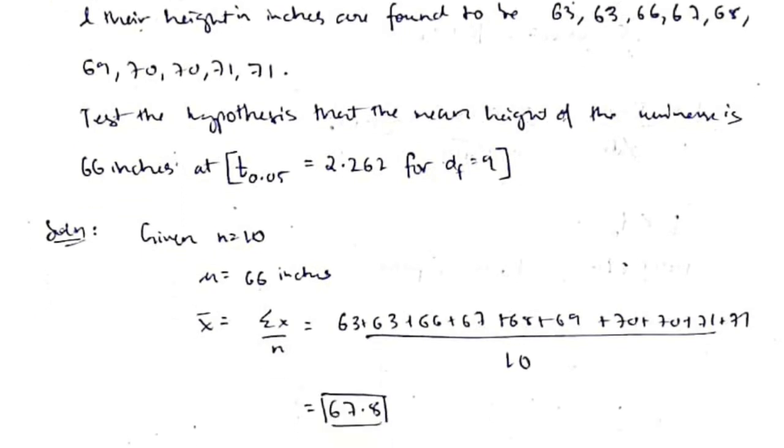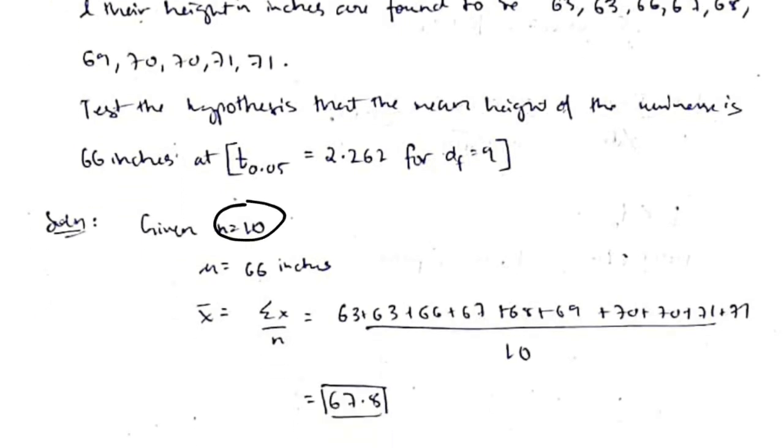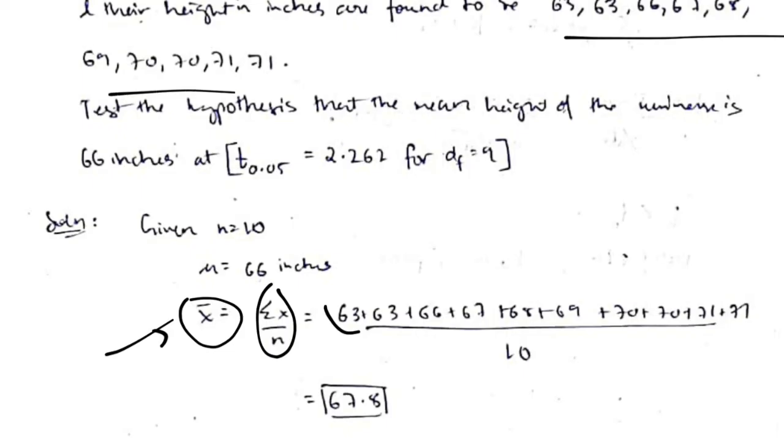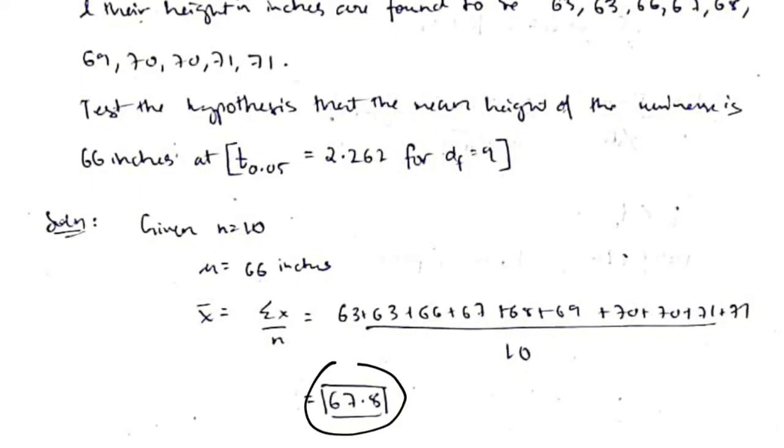So to approach this question, first we write down how many individuals there are, which is 10 individuals, and what mean is given. The mean is given as nu, which is 66. This is the mean of the population. We have to find the mean of the sample, that is x bar. X bar is equal to the summation of all the values they have given divided by 10. Then we'll get a mean value.